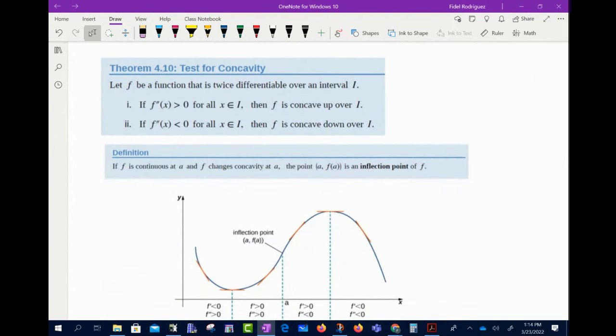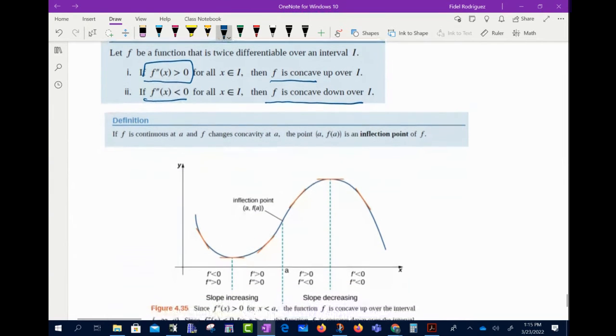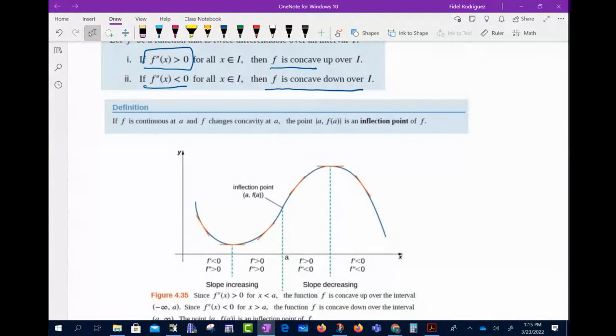All right. The way we test for concavity is we look at the second derivative, okay? If the second derivative is positive over that interval, y'all, then the graph is going to be concave up over that interval. If the second derivative is negative, then f is what we call concave down, okay? When the concavity changes, those are what we call inflection points, okay? So when the concavity of the function changes, we call those things inflection points.